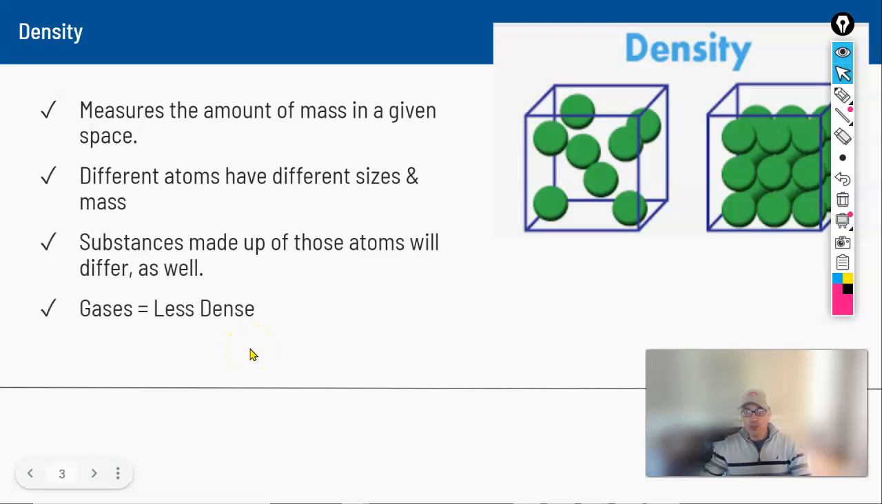If we looked at the image above me in the video, the one on the left would probably be a gas. The idea that the particles are spread out a little bit further, they don't tend to be connected. They don't necessarily have a certain shape. The one on the right would probably be more of a solid. You can see they're the same sized circles, but they're packed more closely together. So typically gases are less dense, typically solids are more dense, typically liquids maybe somewhere in the middle if we measured all of that.